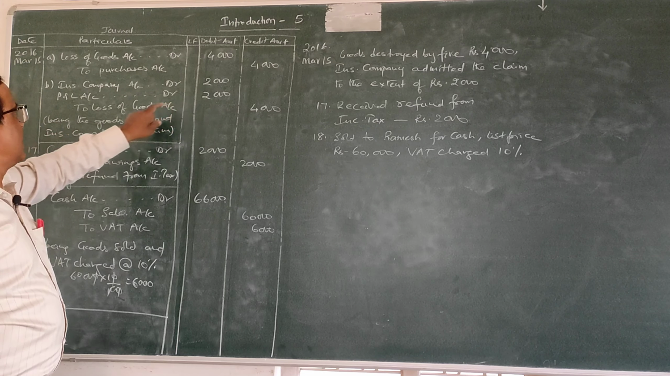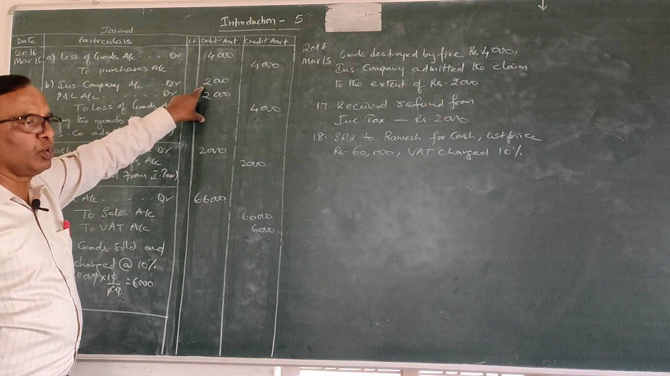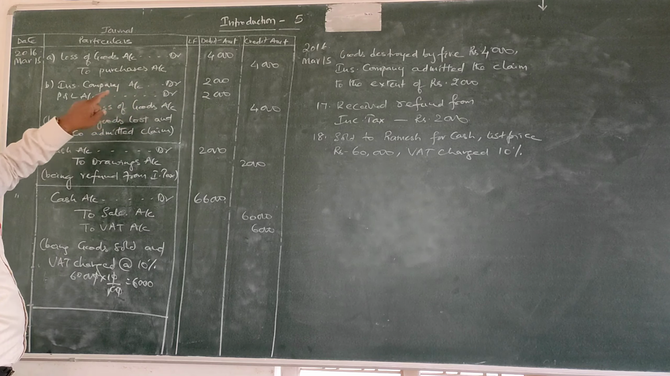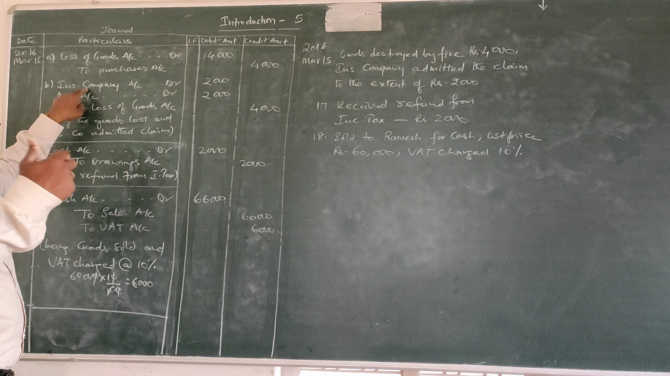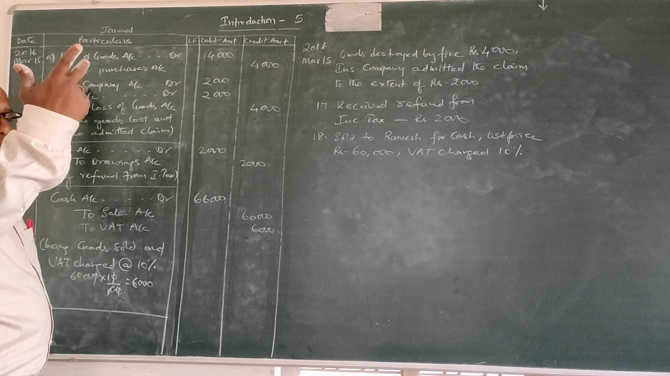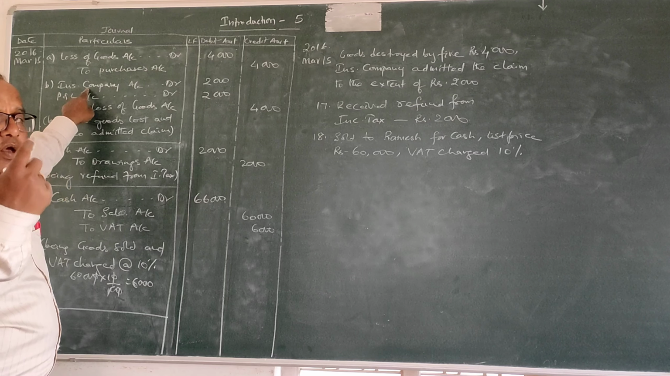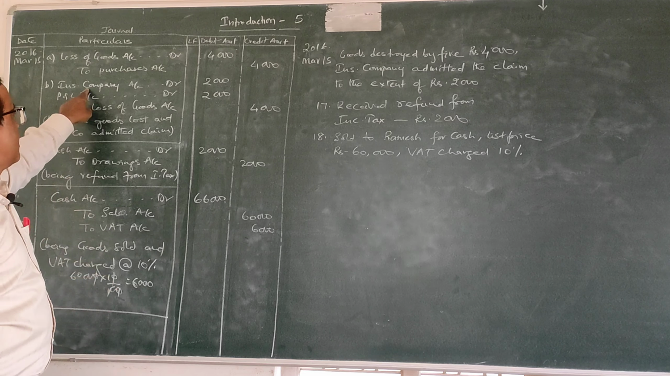Okay, when the insurance company has actually paid this particular claim money to you, at that time your entry will be cash account debit to insurance company account, because you debited insurance company here, at that time it will be credited. Cash will be coming in. So cash account debit to insurance company, when you have received the insurance claim from the insurance company.